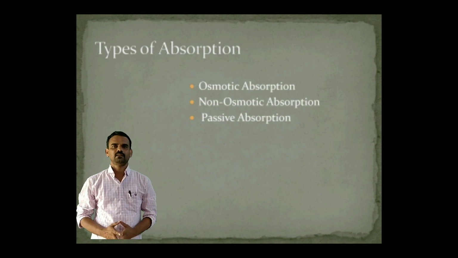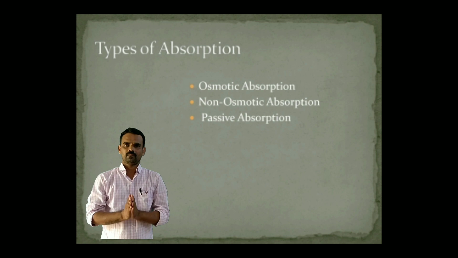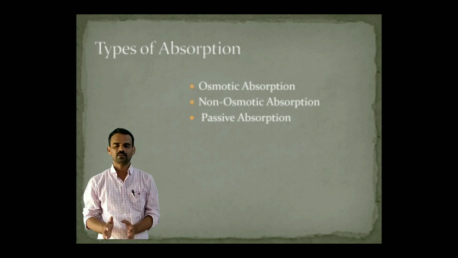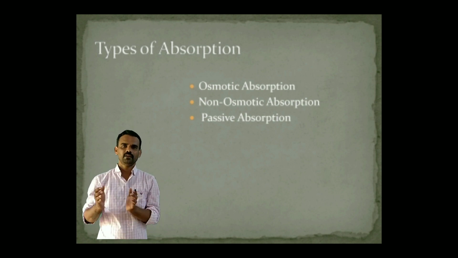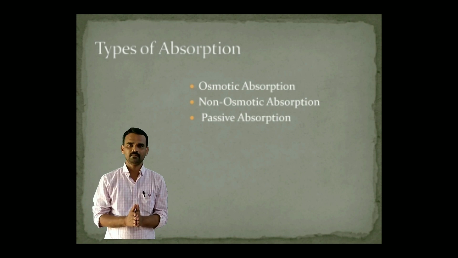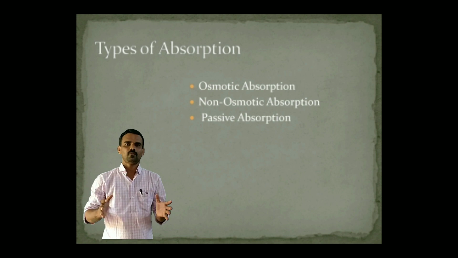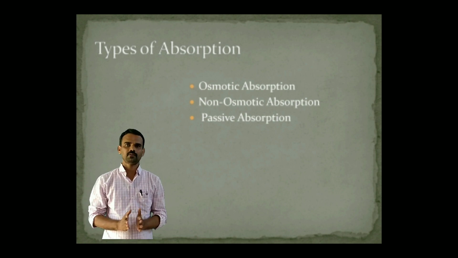Thus, there are three different types of mechanism of water absorption, that is osmotic water absorption, non-osmotic water absorption, and passive water absorption. Any one of these mechanisms is not totally implemented, but a combination of all these mechanisms is responsible for absorption of water.